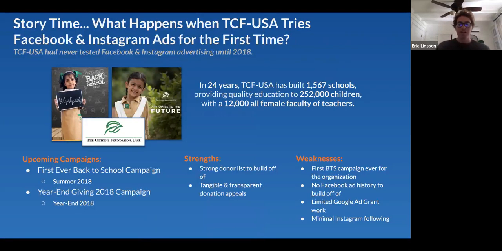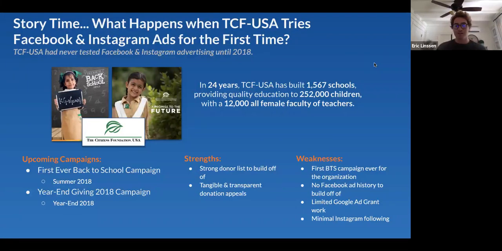So TCF USA was a great organization, and in 24 years they built 1,500 schools and provided education to over 250,000 children. So a great organization whose mission was really strong, and they had 2 upcoming campaigns: their first ever back to school campaign in the summer of 2018, and then 2018 year end. Their strengths: they had a really strong donor list, which is always extremely helpful with that data that you use when running Facebook ads. And they have really tangible and transparent donation appeals.